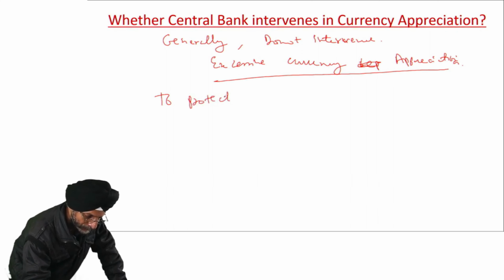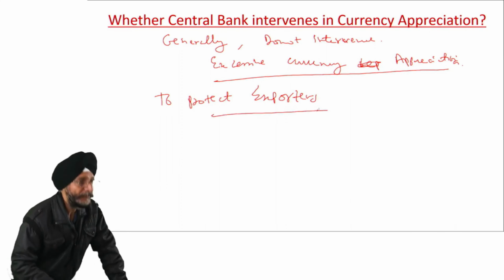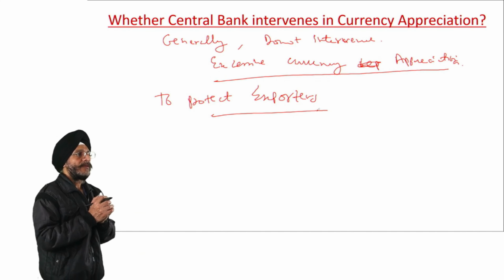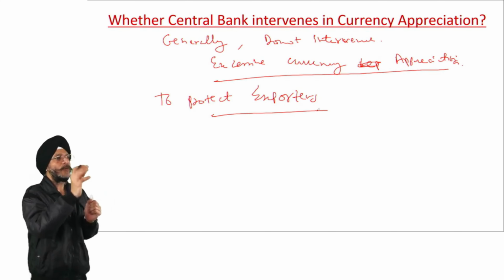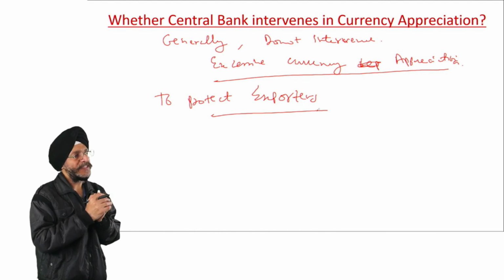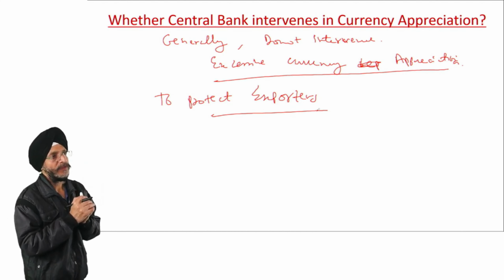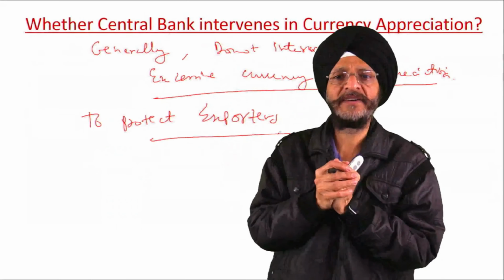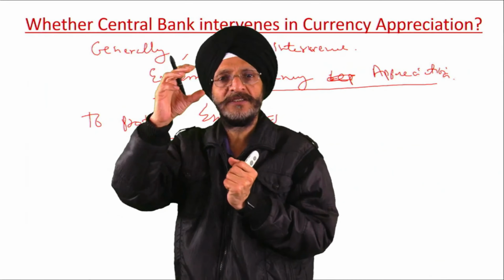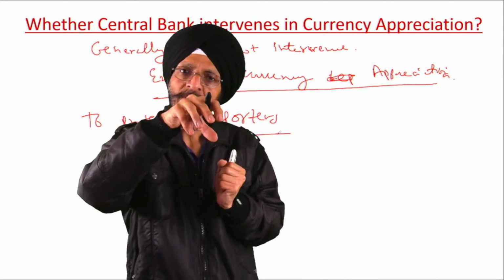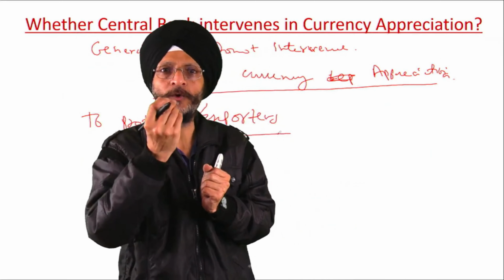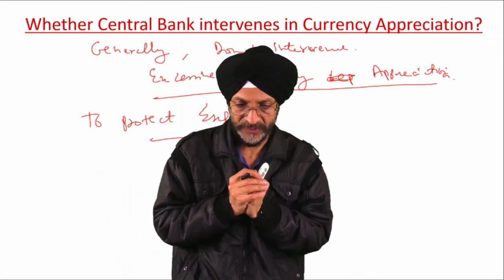to protect exporters, because when the currency of a country appreciates, the exporting goods become expensive for the foreign buyers. So the exports of that country are adversely affected, and it also results into the job losses of the sectors involved in exports. So to protect exporters, central bank do intervene in case of excessive appreciation.